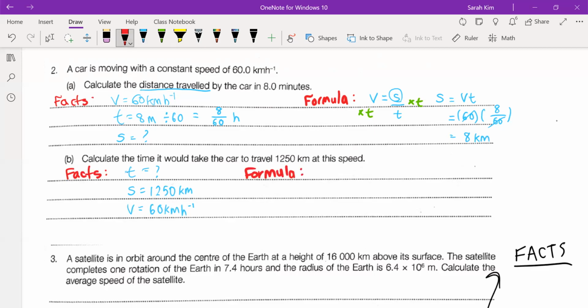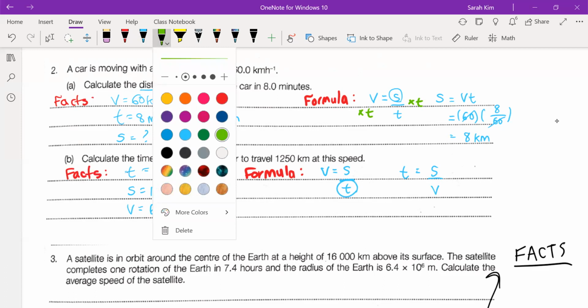All right, so V is S over T. And now we've got to rearrange for T because we want T to be the subject. T is going to be S over V. Hopefully you understand how to rearrange that. I'll just quickly do it to show you.